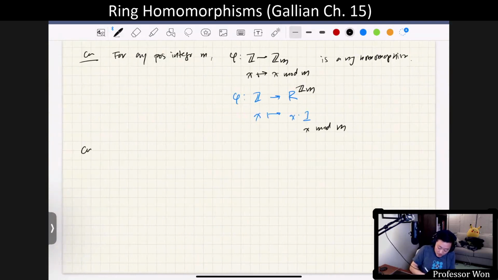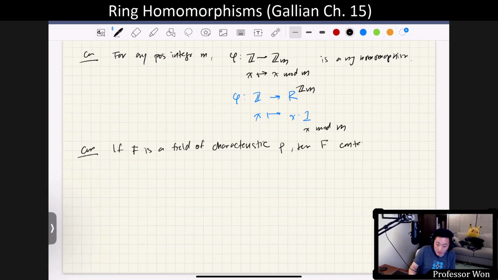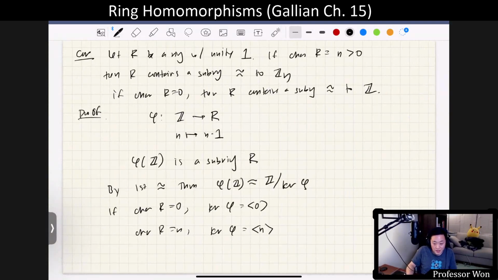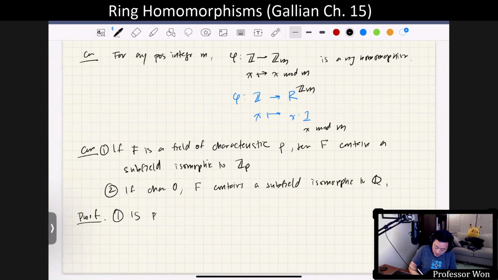Right, so that's the corollary. This corollary would have been useful on your problem set problem. If F is a field of characteristic p, remember as we said, the characteristic has to be prime because it's an integral domain, then F contains a subfield, which just is a subring which is a field, isomorphic to Zp. And if characteristic 0, F contains a subfield isomorphic to Q. Okay, so like I said, let's call this part 1 and part 2. Part 1 is just the previous corollary, because we know that it has to have prime characteristic.